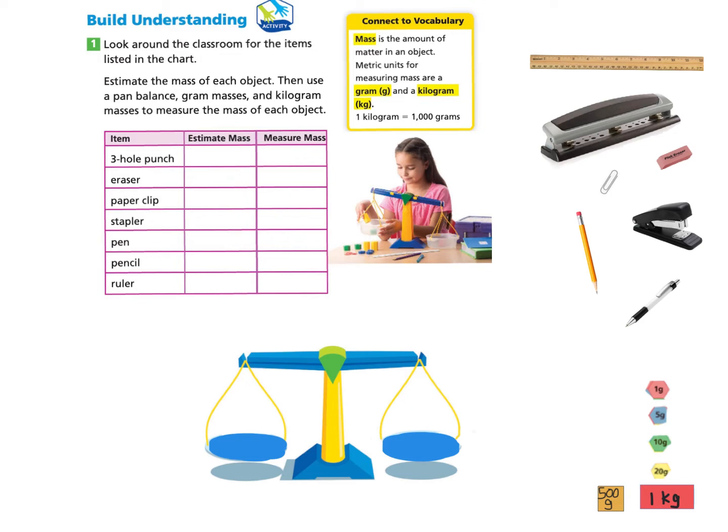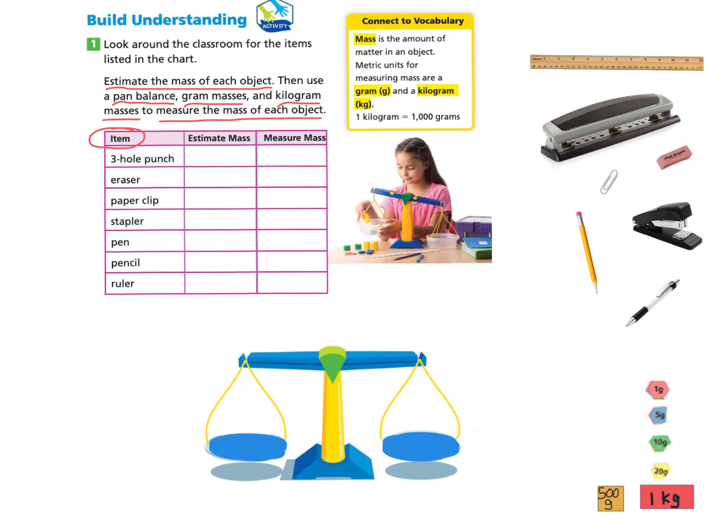If you need to pause this video at any time, you may do so and come back as needed. Look around the classroom for the items listed in the chart. Here are where the items are listed. Estimate the mass of each object. Then use a pan balance, gram masses, and kilogram masses to measure the mass of each object.